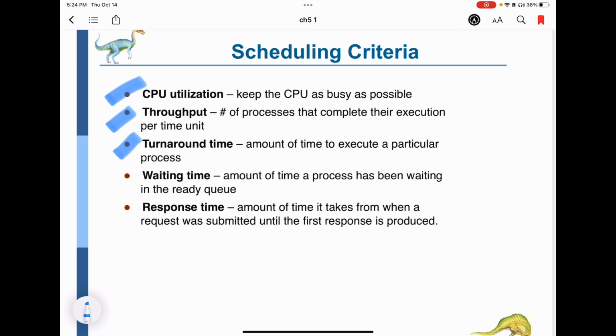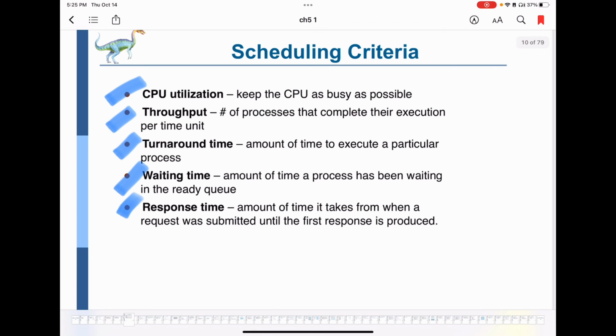Turnaround time, the amount of time to execute a particular process. Turnaround time, yung isang process, gaano siya kabilis matapos. Okay, yung throughput, gaano karami. Another is waiting time. So the waiting time is the amount of time a process has been waiting in the ready queue. Kung gaano siya katagal naghihintay bago siya mai-process. That's the waiting time. And the last one is the response time. Amount of time it takes from when a request was submitted until the first response is produced.